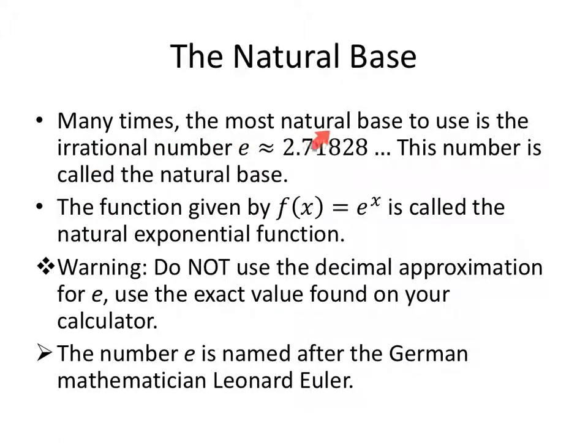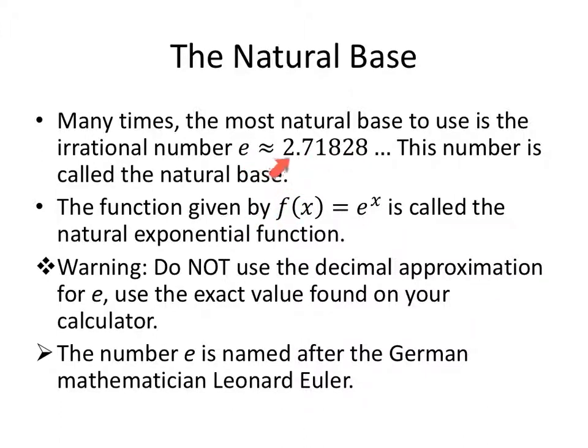Many times, the most natural base to use is the irrational number e, which is approximately 2.71828... It never repeats. It's an irrational number. This is called the natural base, and it comes to us actually from a finance formula.